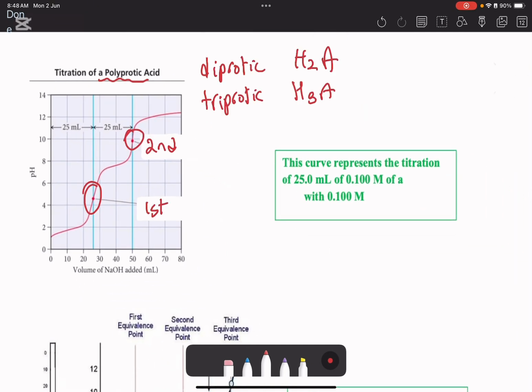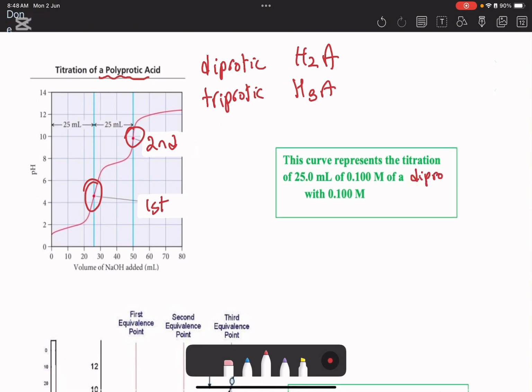Therefore, the curve represents the titration of 25 milliliters of a 0.1 molar diprotic acid with a base. Now, it's always with a strong base. It could be any strong base like LiOH, KOH, NaOH.